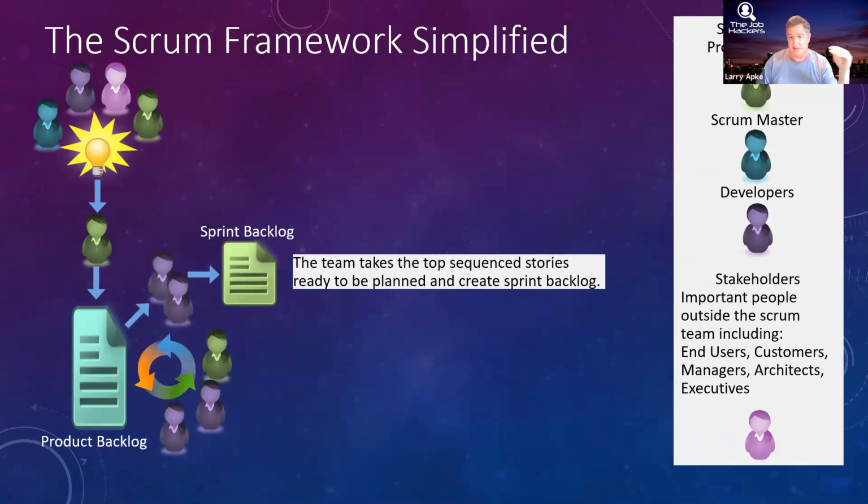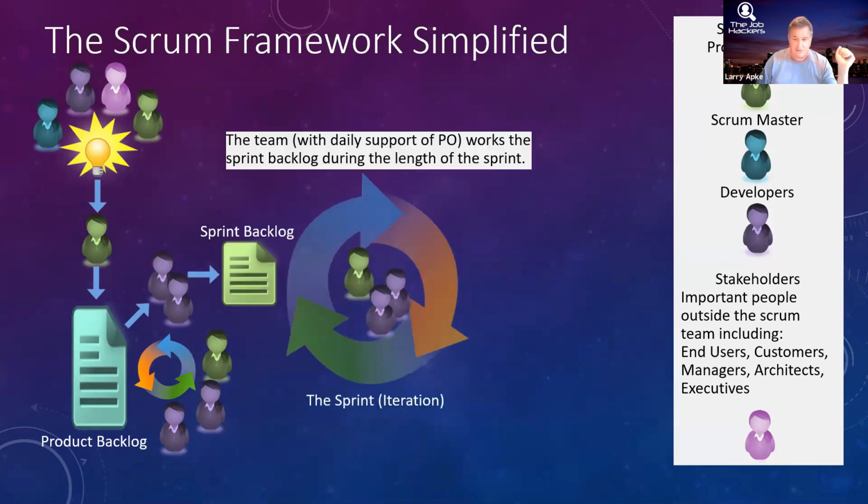Then we're going to say, hey, here's the stuff at the top. Here's the stuff we know. Let's plan what we can fit into the next 2 weeks or 3 weeks or whatever the sprint length is. We're going to put it into a smaller backlog. We're going to call that the sprint backlog, right? Pretty simple stuff. Then we're going to start the sprint itself, which is the container for everything else.